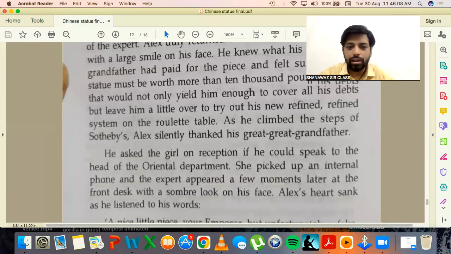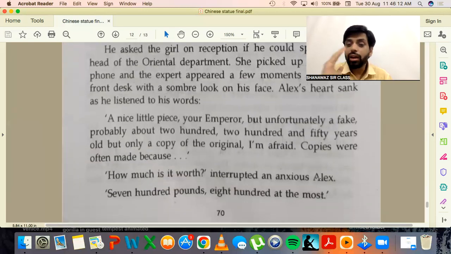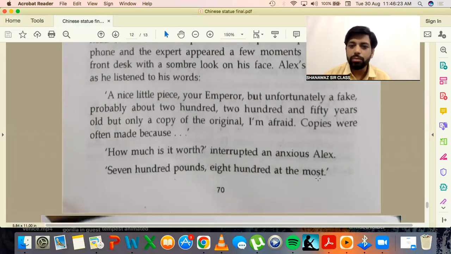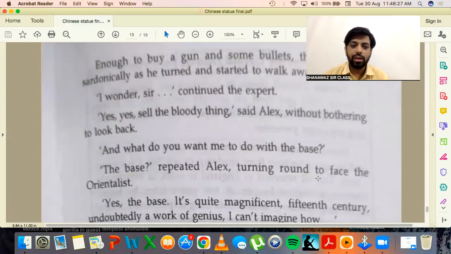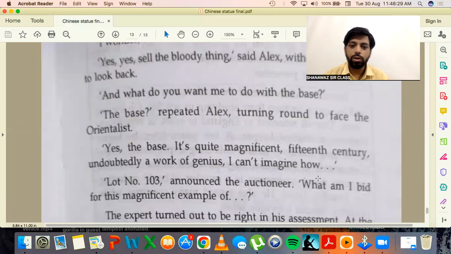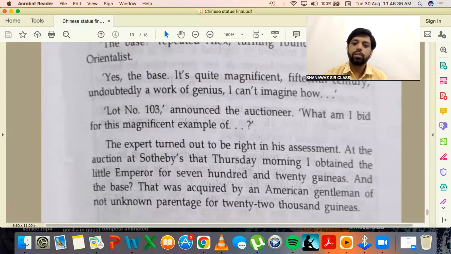So we come back to the starting of the story कि जहाँ ऑक्शन हाउस में बोल रहा था कम ऑन 1 2 3, तो अब ये पूछ रहा है कि अच्छा इस कितना मिलेगा. 700 पाउंड, 800 एट द मोस्ट, मतलब इसका 700 मिलेगा स्टैचू का. लेकिन उसका जो बेस है, बोल रहा बेस बहुत पुराना है, इट इज 720 गिनीज, मतलब बेस बहुत महंगा है.